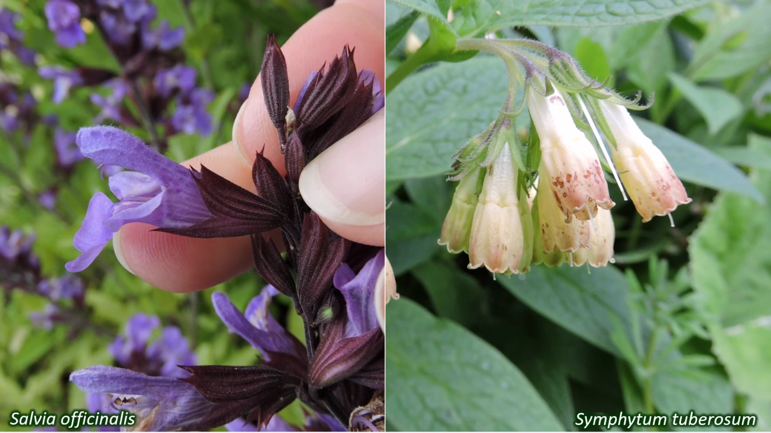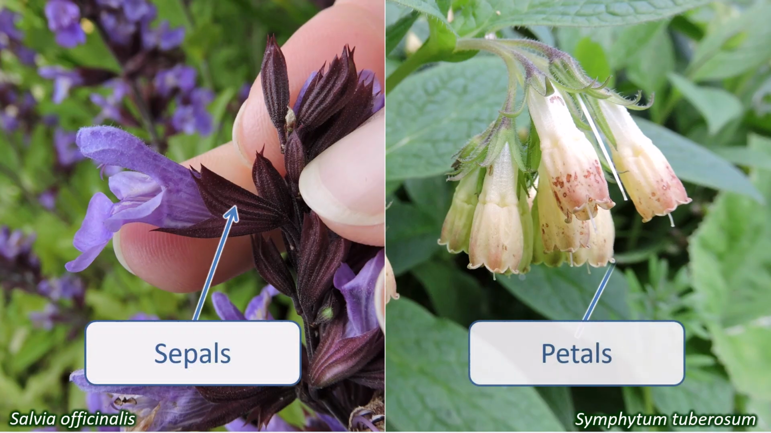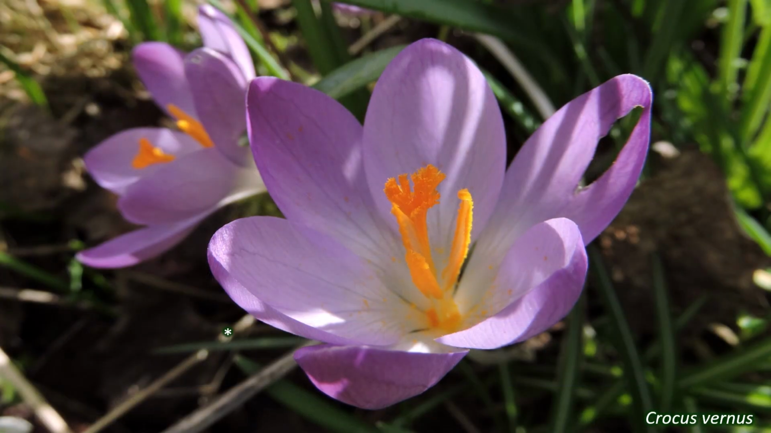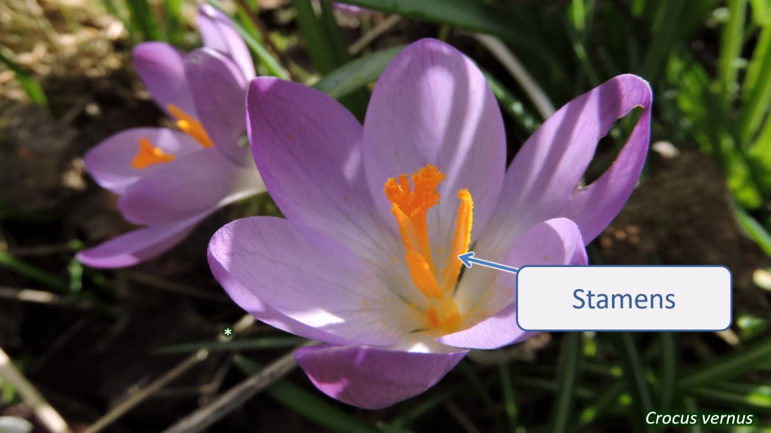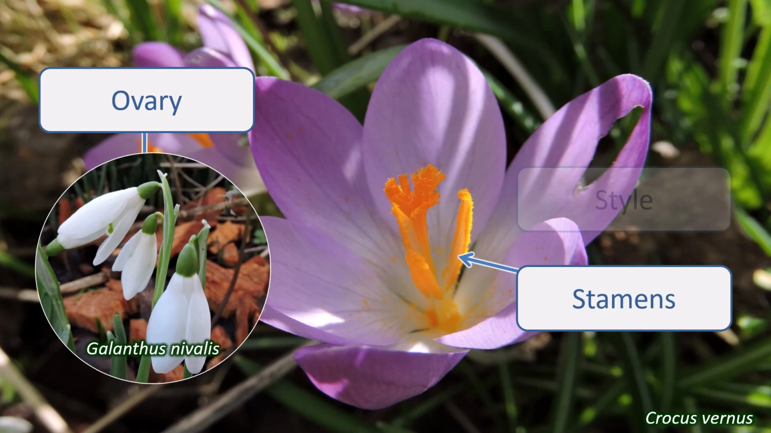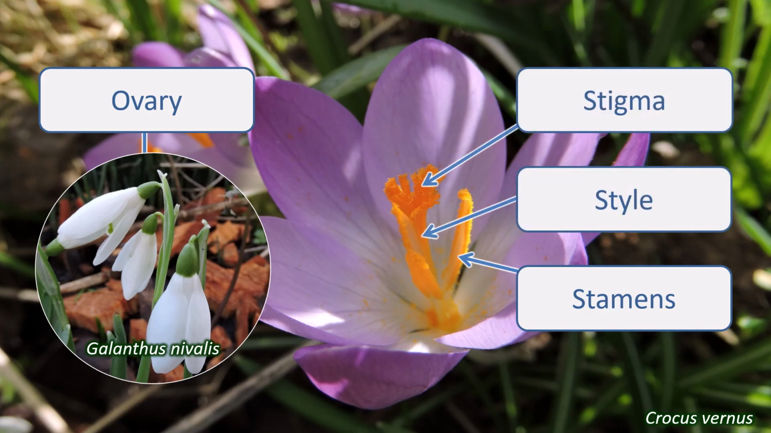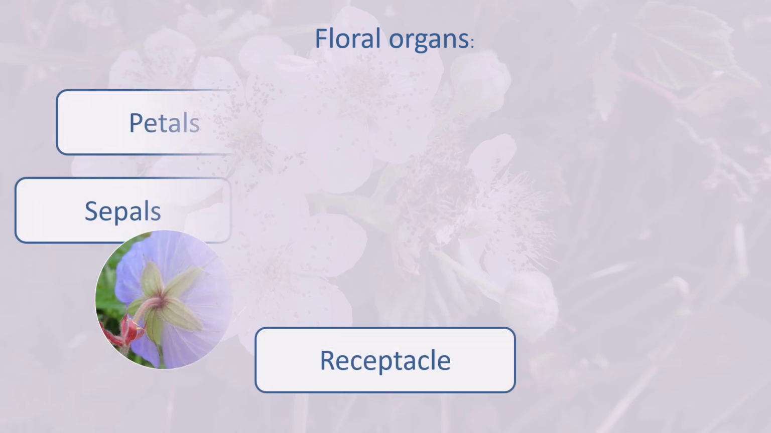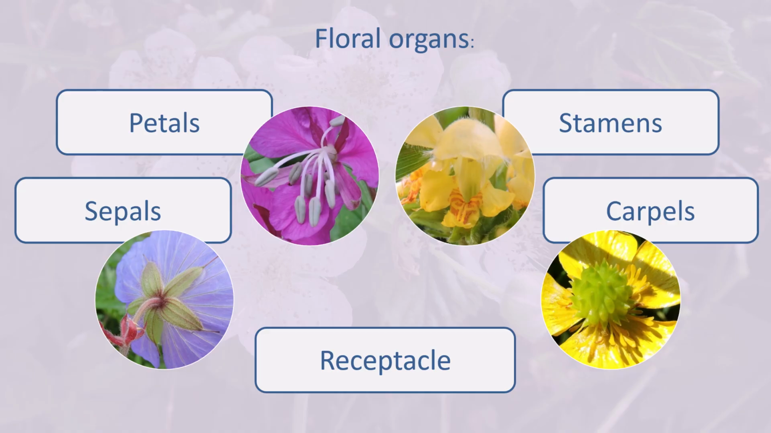To summarise, flowers are made up of whorls of organs. There are the sepals, the petals, or a combination of the two known as tepals. Then we have the stamens, and in the centre the carpels, made up of ovary, style, and stigma. All these parts sit on a receptacle. Flowers are grouped into inflorescences, which may have bracts underneath. Next time you look at a flower, see if you can find and identify these different parts. Knowing them will help immensely with your ID.